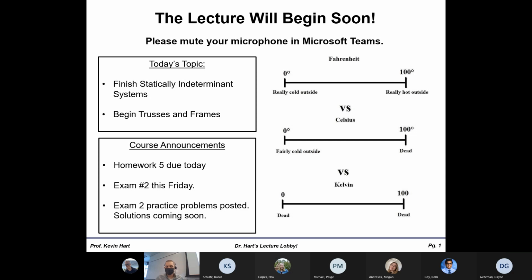So the agenda today: we're going to finish up our statically indeterminate system conversation from yesterday. We're going to start in on new material today, and it piggybacks on the things we've been talking about. What we're going to talk about today with trusses and frames is not going to be on exam number 2. Exam number 2 covers up to 3D rigid body equilibrium, so not trusses and frames; that'll be on exam 3. But we're going to start in on it today, and it's tangentially related anyway, so it's good practice.